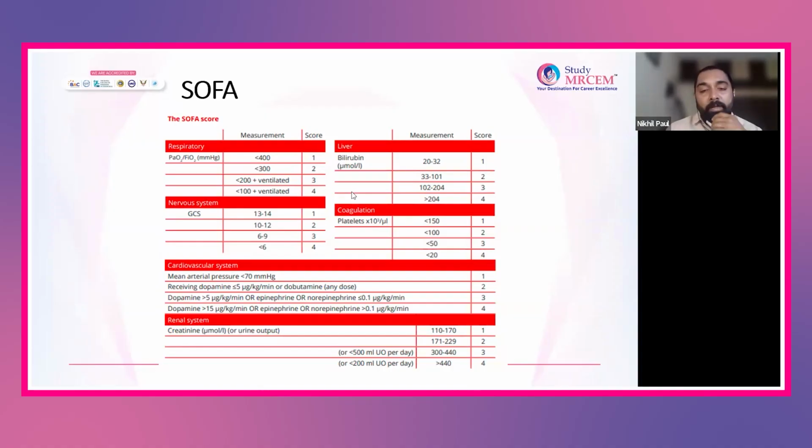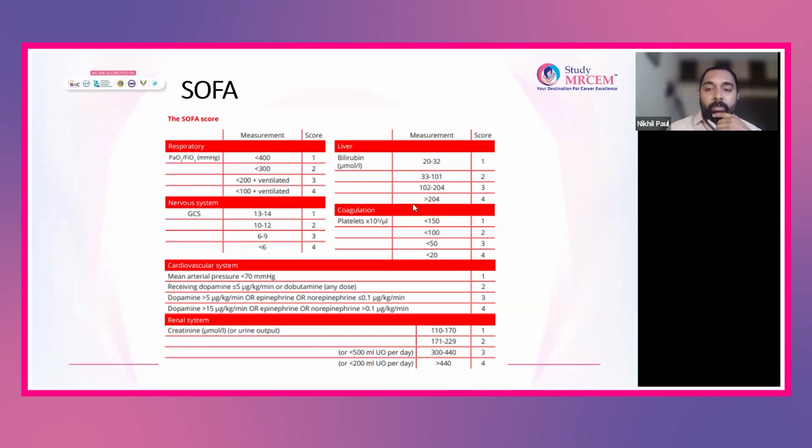If you have a point of care testing, then well and good, you can get it and easily score it out. You have respiratory parameters like PaO2 by FiO2, which can be easily obtained if you have arterial blood gas analysis. Then we have liver function test. So you have bilirubin, which again comes as a parameter.